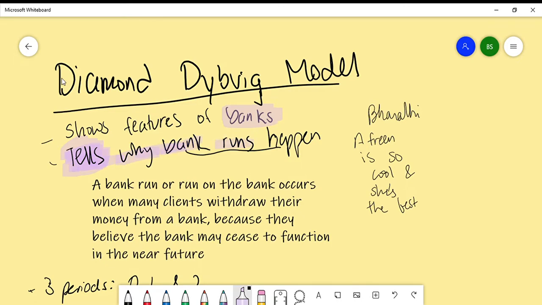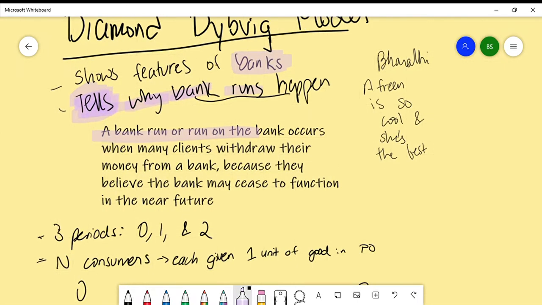So a bank run occurs when many clients, basically when many people think that a bank is going to shut down or crash, they all go and take all their money out of the bank. Then the bank has literally $0, and it's like, oh my God, what happened to us? That's a bad thing, so we don't want that to happen.